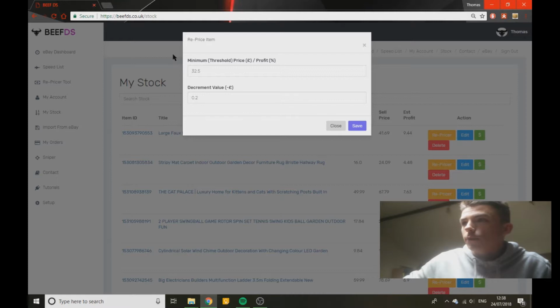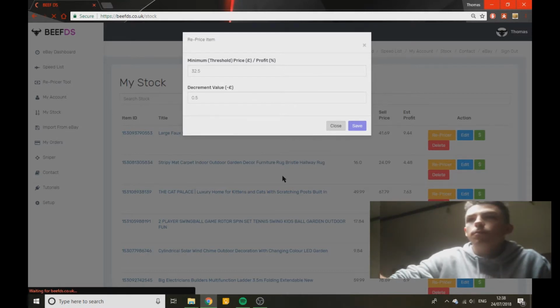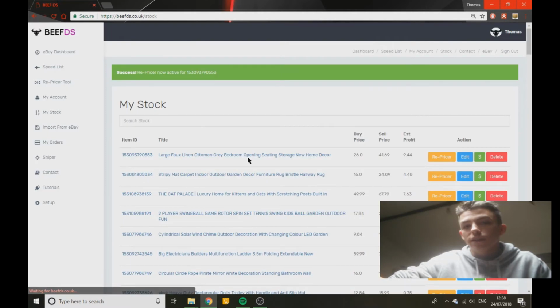So what this listing is saying, we've got a sell price of £41.69 right now. It's got a minimum threshold price of £32.50. That means that at £32.50, that is 10% profit if it was to be at that price. But it's not. It's at £41.69 right now. So every single day, that £41.69 sell price is going to decrease by 20p each day until it reaches the minimum threshold price of £32.50, which then it's making 10%.